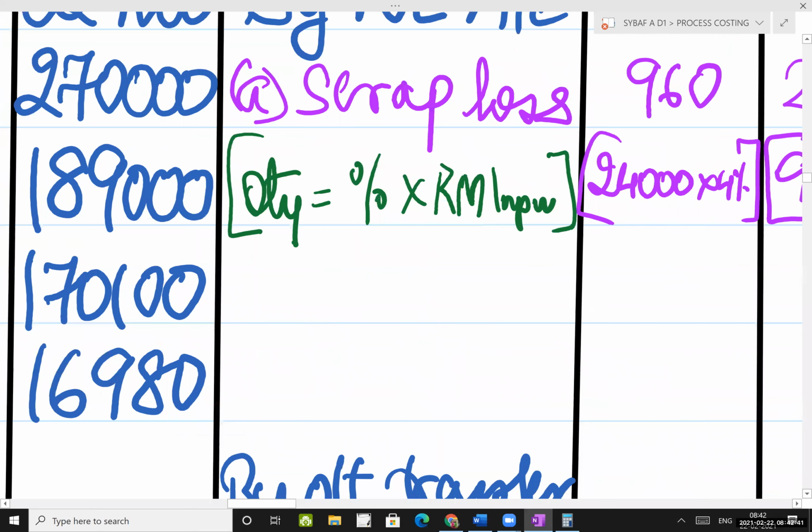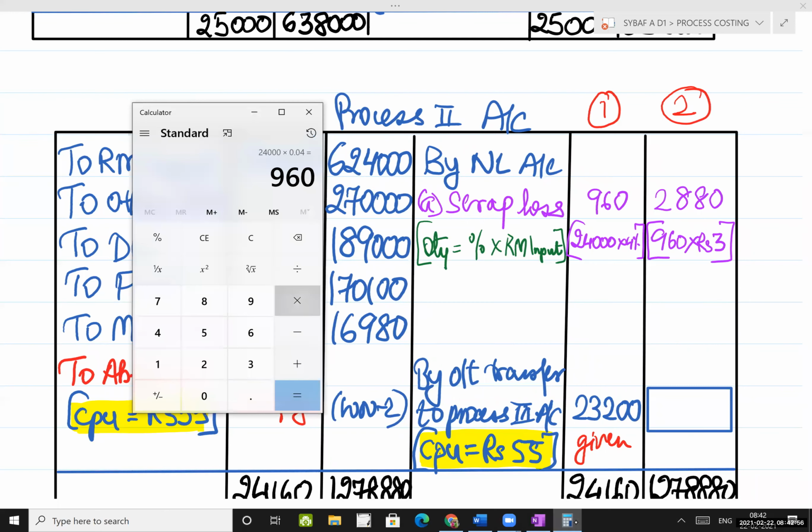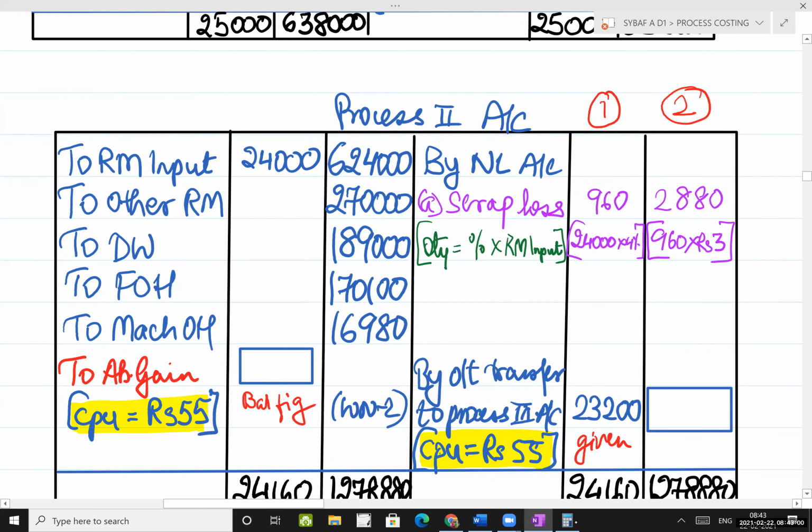So what is my raw material input? ये रहा 24,000. So 24,000 का 4%. कितना हुआ 960. ओके, स्क्रैप वैल्यू कितना है 960 मल्टीप्लाइड बाई 3 रुपीज़ दिया है तो 2880. ओके 2880. देन कम टू द आउटपुट. आउटपुट कितना दिया है 23,200.